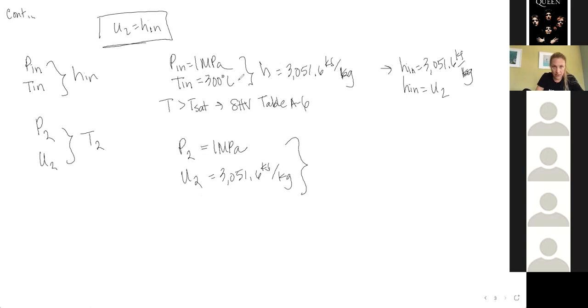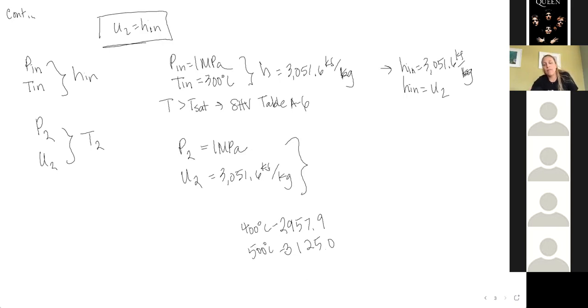Therefore, using table A6 still, we have steam that's coming in, it's filling it up, we're not really changing state. We have our 1 megapascal. I'm looking for my internal energy of 3051. And this is between 2,957.9 and 3,125.0 at the temperatures of 400 and 500 degrees Celsius.